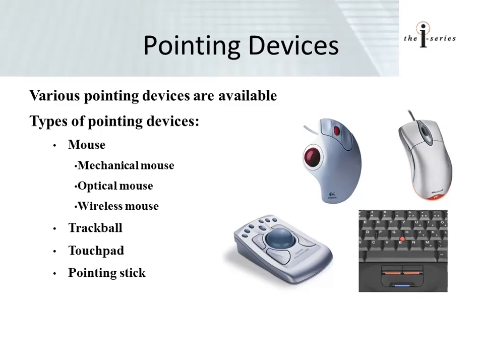So there are so many advantages of a mouse, like it is very easy to use, not very expensive, and moves the cursor faster than the arrow keys of the keyboard. So this is basically about a mouse.